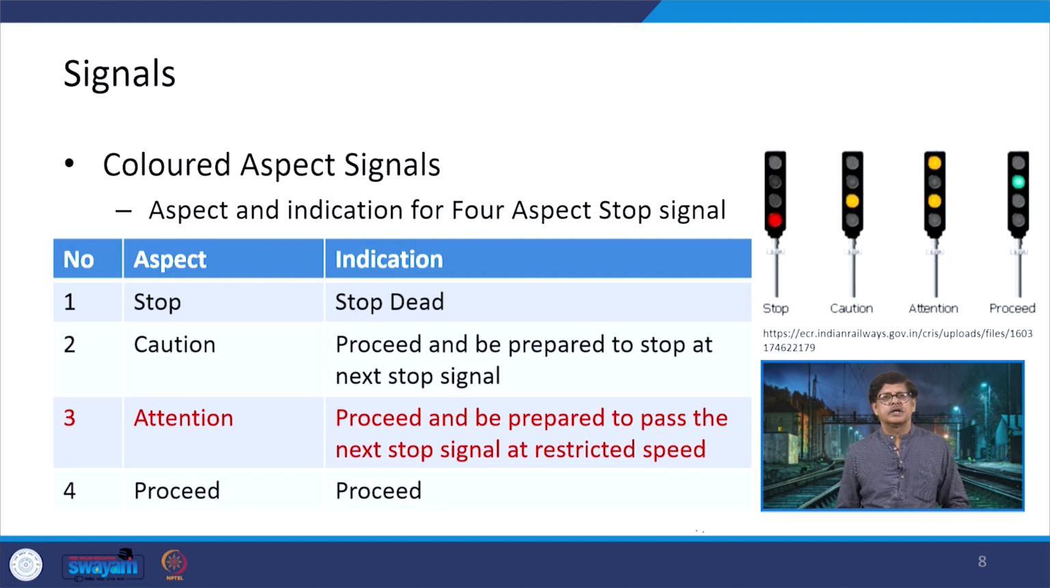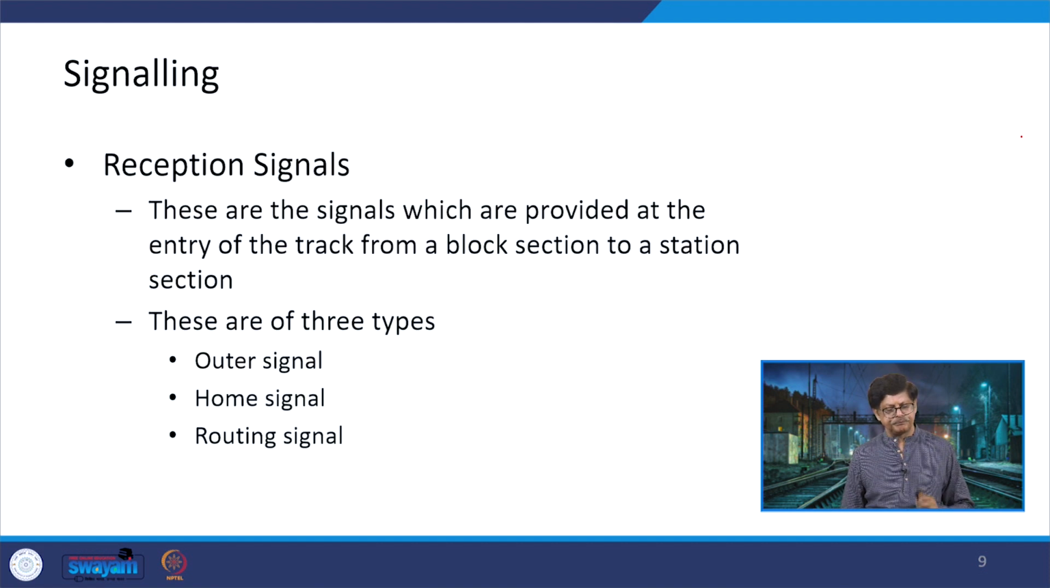Now, let us look at the aspects and the indications of the 4 aspect stop signals, though you must have understood all of those things. So, this stop means stop dead. If it is caution, yellow means proceed and be prepared to stop at the next signal. If it would have been a 3 aspect condition, then directly it will come to proceed, but because it is a 4 aspect signal, attention is being added and it says proceed and be prepared to pass the next signal at the restricted speed. So, the same things has been shown on the right hand side.